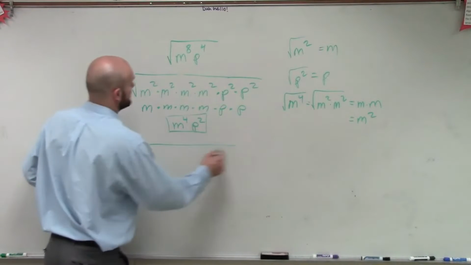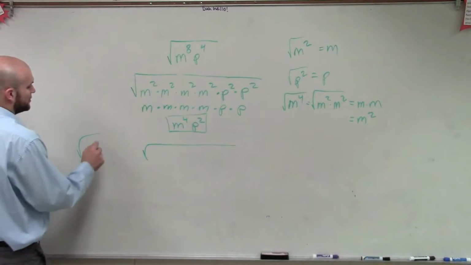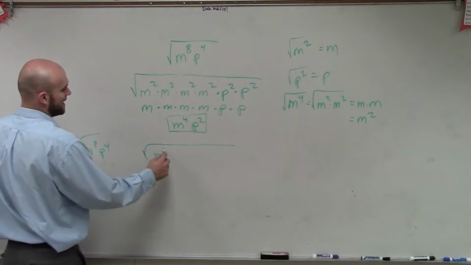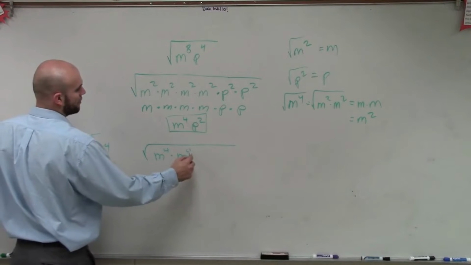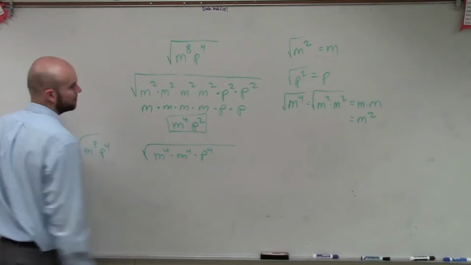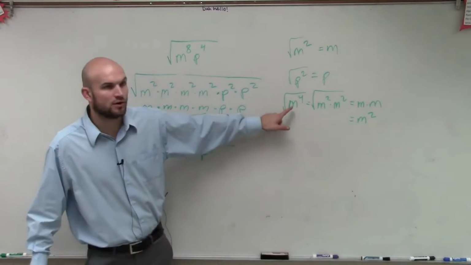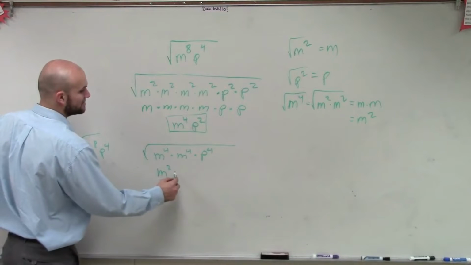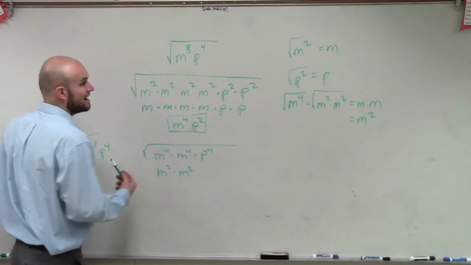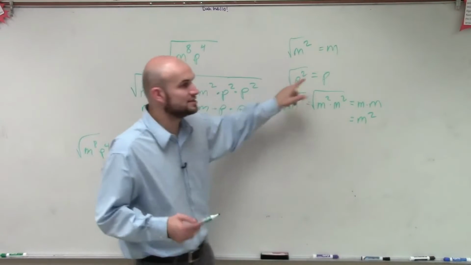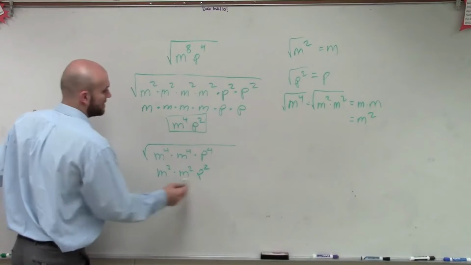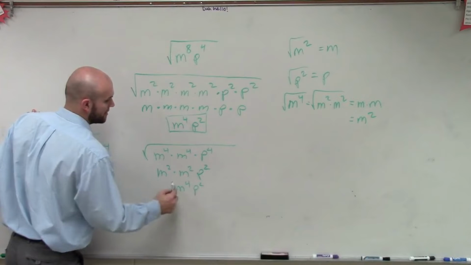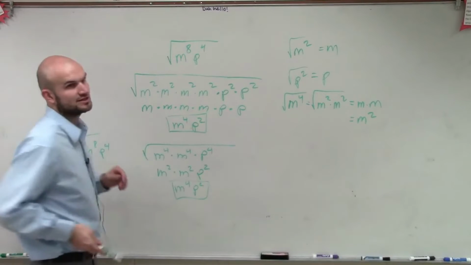I could have said the square root of m to the 8th times p to the 4th is really m to the 4th times m to the 4th times p to the 4th. Well, what's the square root of m to the 4th? M squared. So we're going to have m squared times the square root of p to the 4th, which would just be p squared. So m squared times m squared is m to the 4th p squared, which would have been our exact same answer.